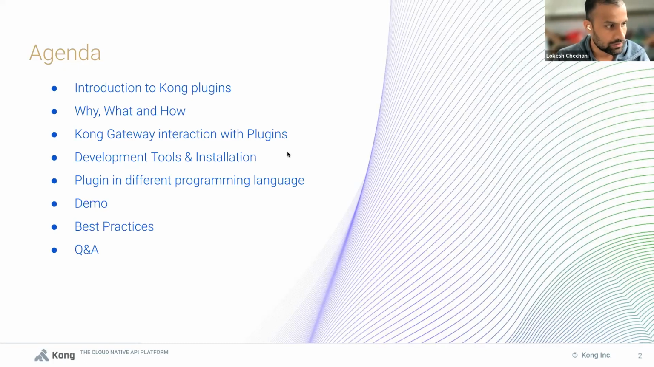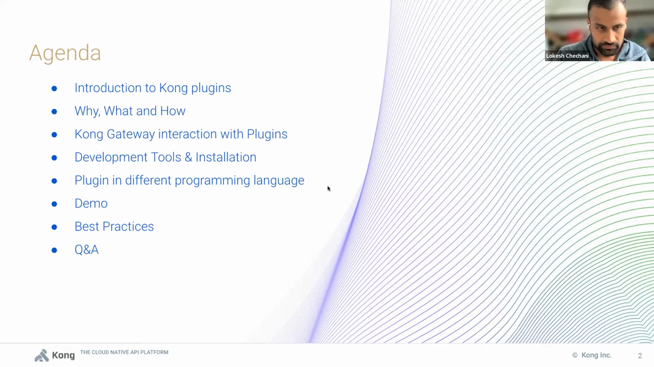A bit of a deep dive into how Kong Gateway at runtime integrates with plugins. Touch base on the development tools. We work with a lot of engineers, and we build some in-house tooling as well, so that's something to help. Some installation steps around how we install the custom plugin onto the Kong Gateway. And another one is a much debated topic around having a plugin in different programming languages, so we'll touch base on that area as well. At the end, we will wrap up with the demo and some best practices from the point of view of the field side.